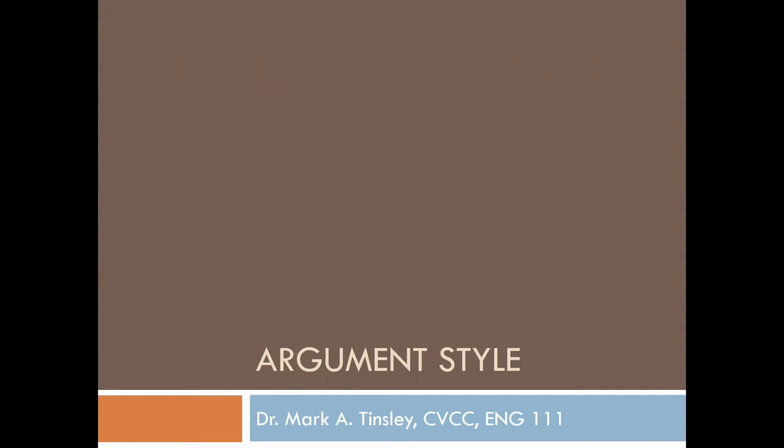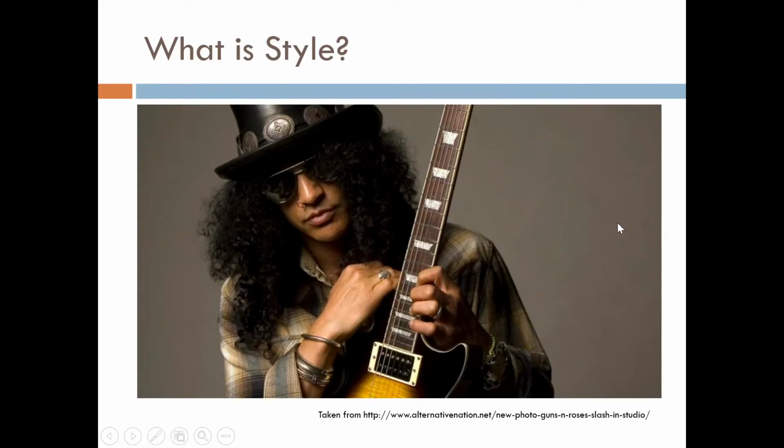And if we were together in lecture, I would go to this next slide here, and I would say, who is this? And some two or three hands would go up and say, this is Slash from the rock and roll band Guns N' Roses. And my next question would be, what are the elements of Slash's personal style, right? His physical style. And everybody points out the black top hat, the sunglasses, the jewelry, the long curly hair, the plaid shirt, the Les Paul guitar, right?